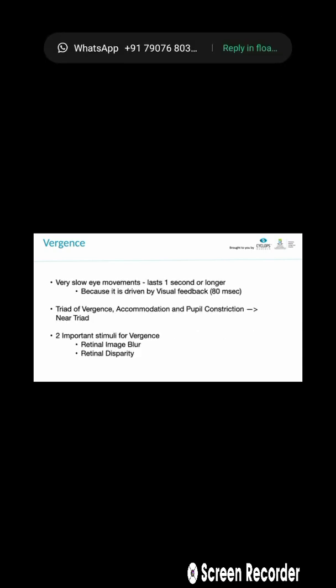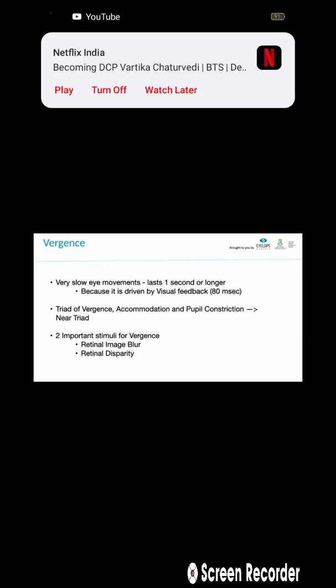The vergence is a very slow eye movement. It usually lasts for 1 second or longer. Why? Because it is driven by visual feedback, which normally takes around 80 milliseconds. The other reason why vergence is slow is that it is accompanied by the change of shape of the lens, what we call accommodation, and also pupillary constriction. So the accommodation and pupil constriction will take some time.